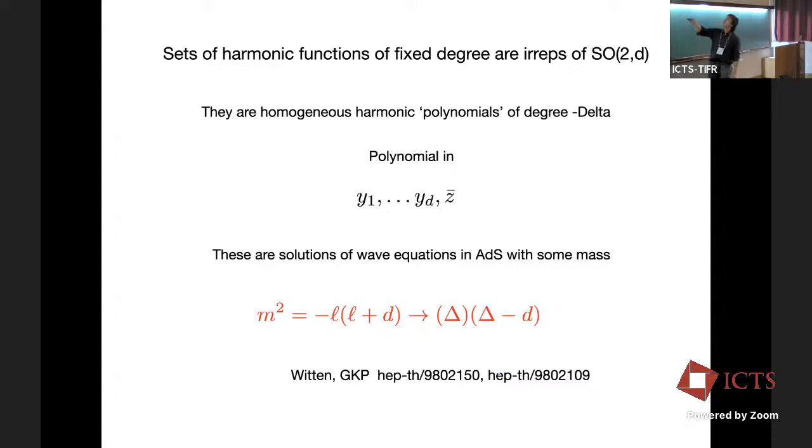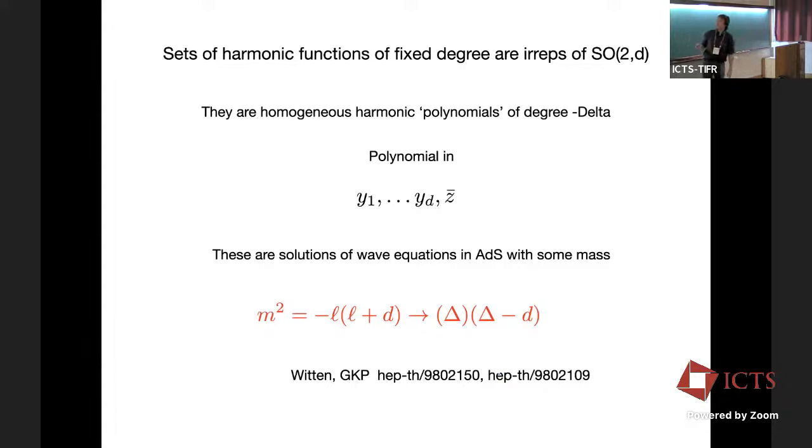They are harmonic in the sense that the functions were harmonic polynomials in the y variables in the original sphere. And they're polynomials of degree minus delta, polynomial in y1 through yd, z bar, and they have poles in z inverse. But I told you that z equal to 0 never shows up in the space I have. And once you have all these objects generated by symmetry, it turns out that these are solutions of wave equations in AdS with what people call a mass. The mass is the Casimir that you get from the group element, from the quadratic Casimir.